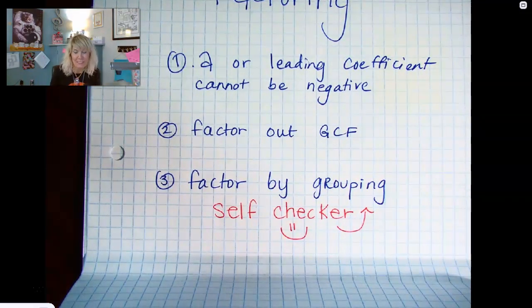So of course we're going to have our special factoring things like a difference of two squares or the always exciting perfect square trinomial or even the more exhilarating factoring perfect cubes. But we're going to save that for later. I am just talking about basic trinomials.